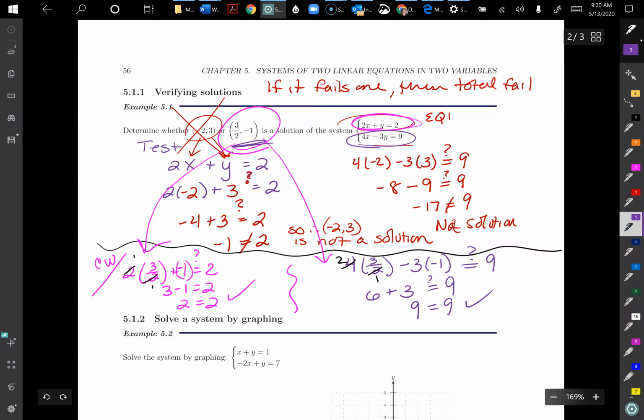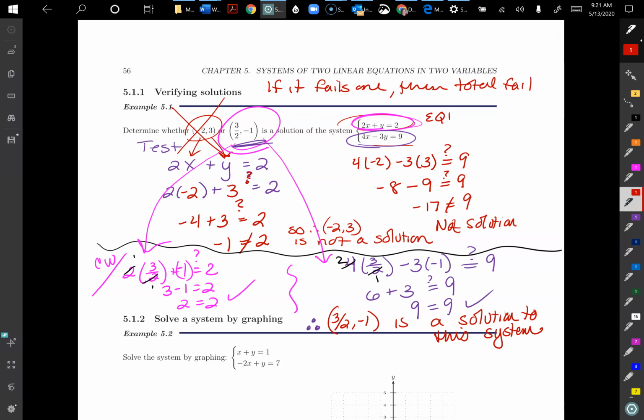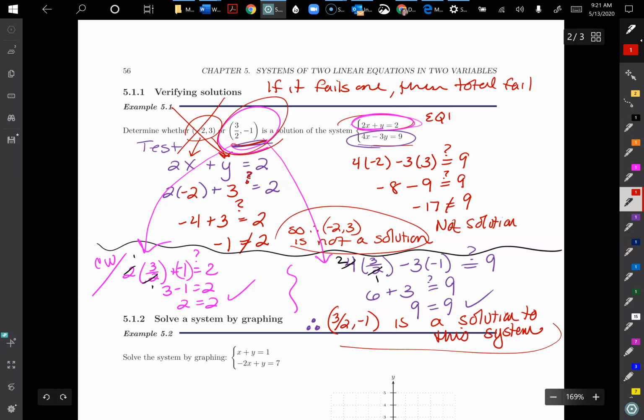Yes. So therefore, these 3 dots mean therefore, we can say that the point 3/2, -1 is a solution to this system. We'll just abbreviate. It's called the system, or system of equations technically, but we always abbreviate system, just kind of shorten that up. So our answer is that 3/2, -1 is a solution, but the other one is not a solution. Okay, so we have 2 answers there for this problem.